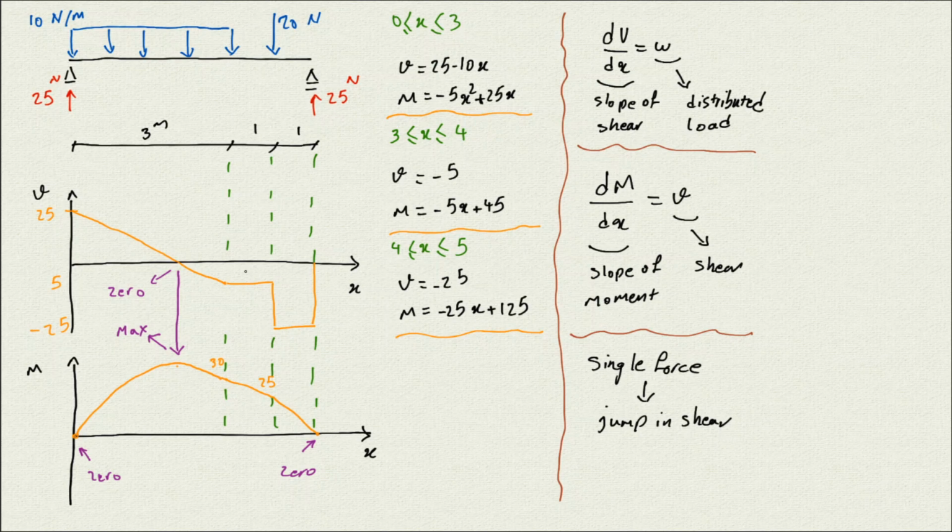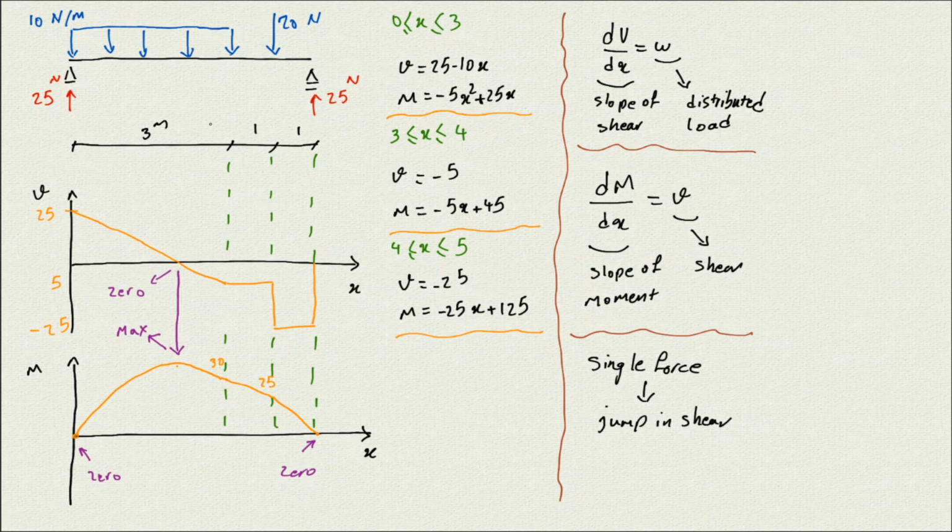And then we have 20, so it's going to jump 20 down because it's going down, goes down to 25, and then there is no force, so it's going to stay constant. And then we have 25 upward, so it's going to jump 25 up. So basically anytime that you have a single force like that, you will see a jump.